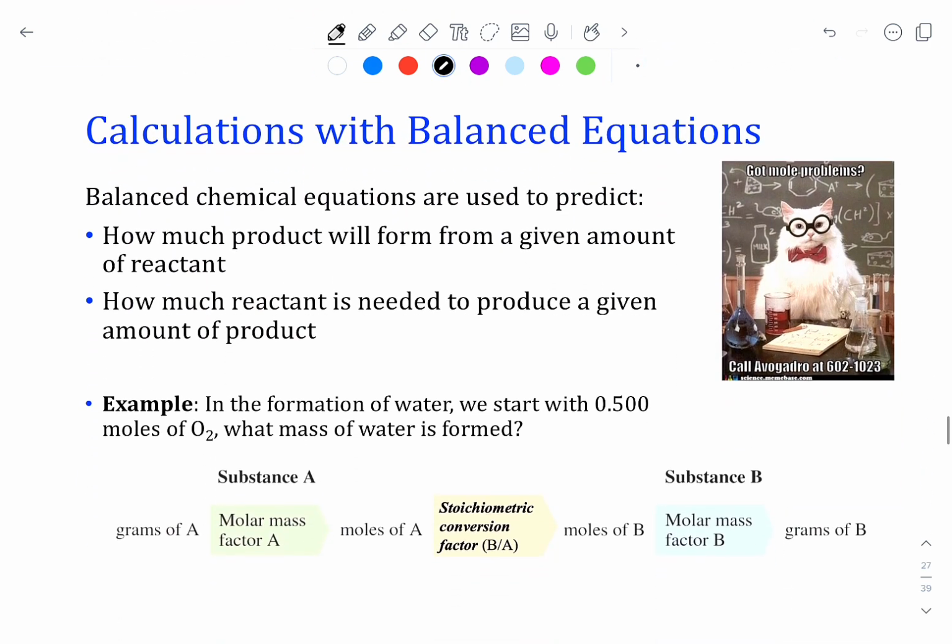So, our balanced chemical equations are used to predict how much product will form from a given amount of reactant, as well as how much reactant is needed to produce a given amount of product. That can go both ways. So, in the formation of water, we start with 0.500 moles of O2. What mass of water is formed?